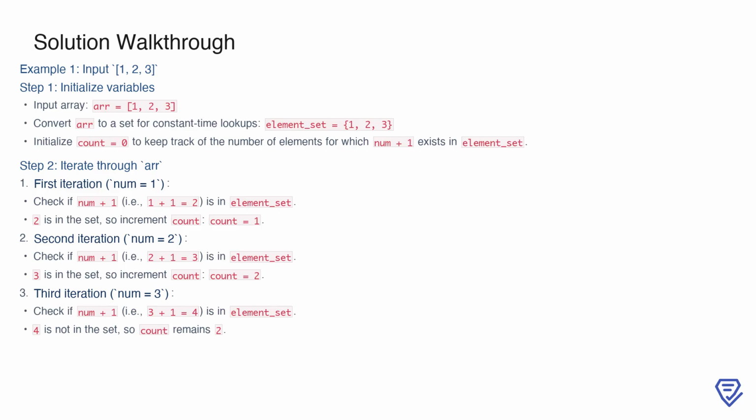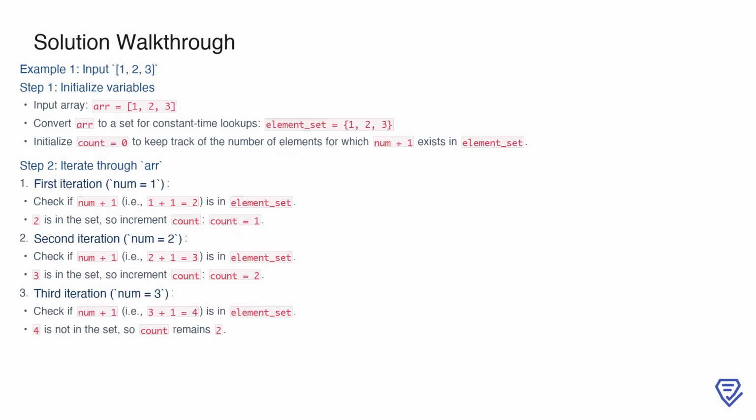First, we initialize some variables. The input array is stored as ARR equals 1, 2, 3, and to make our lookups more efficient, we convert this array into a set, resulting in element_set equals 1, 2, 3. Using a set allows us to check for the existence of elements in constant time. We also initialize a variable count to 0, which will help us keep track of how many elements in the array satisfy the condition. Now, we begin iterating through the array.